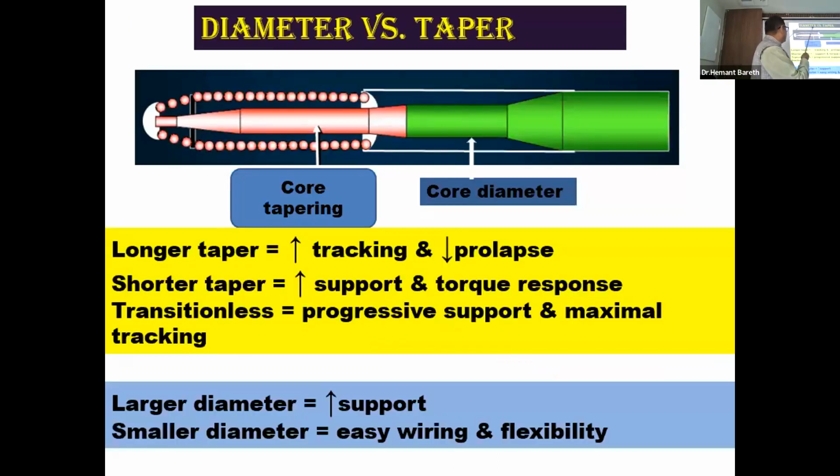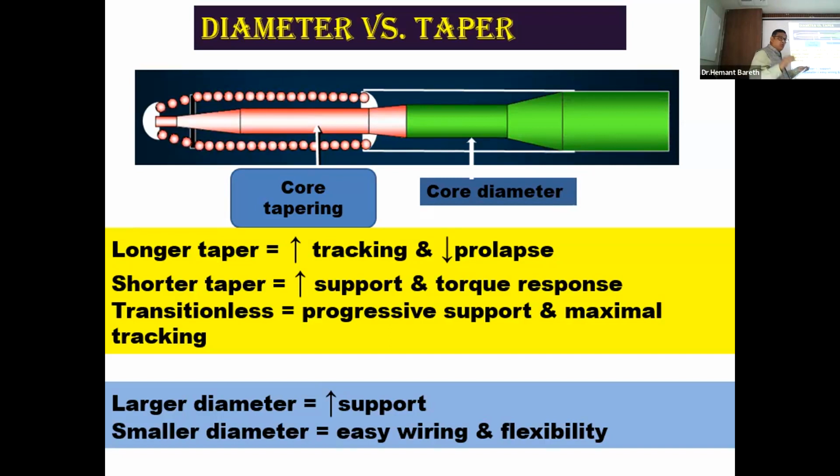And as I told you, diameter versus taper. Now, in the tapering, the core may end before the tip, but if the tapering starts from a long distance, then what happens is that the distal part you can bend a little bit more, because the core will not allow the wire to be bent. If the core is extending to the tip, with the same core thickness, then a very small part of the wire could be bent. But if it is a longer taper, then it will track more and will have less prolapse.